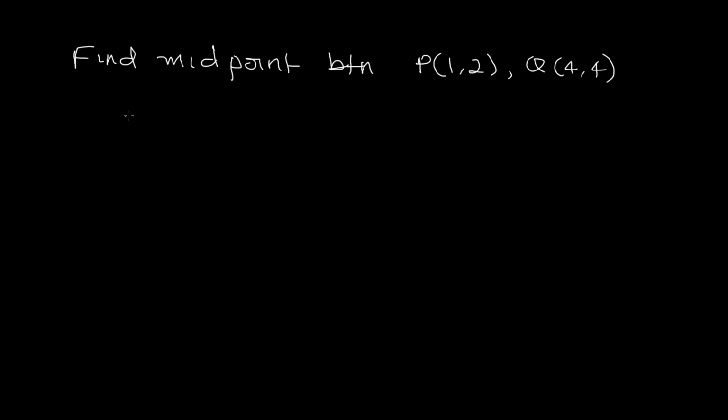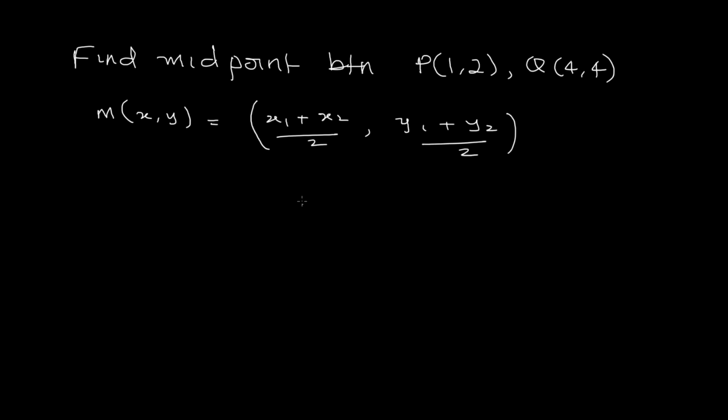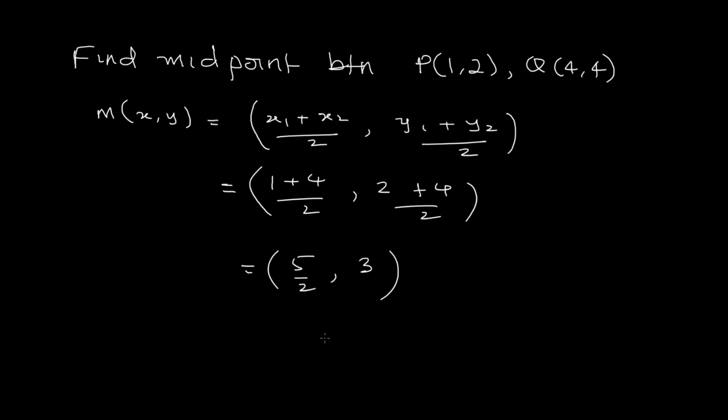Now we know what this is. So this is our example. Always we just bring out the formula. So we say M(x, y) is equal to x1 plus x2, then y1 plus y2, over 2. Now, here we collect our terms. This is 1 and 4, so 1 plus 4 over 2. Then this one will be 2 plus 4 over 2. So then we have 5 over 2, and then we have 3 this side. That will be our coordinates.